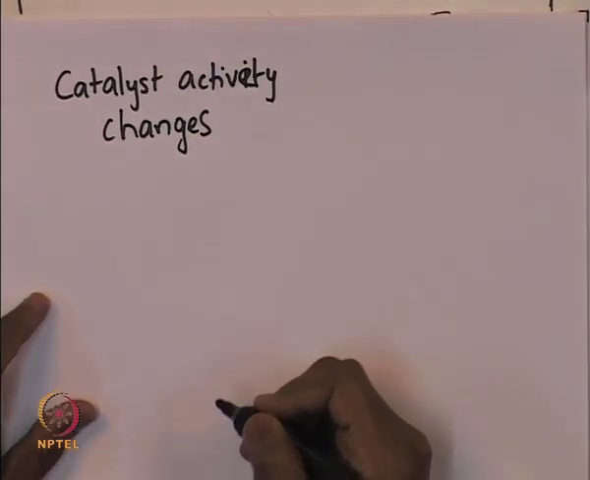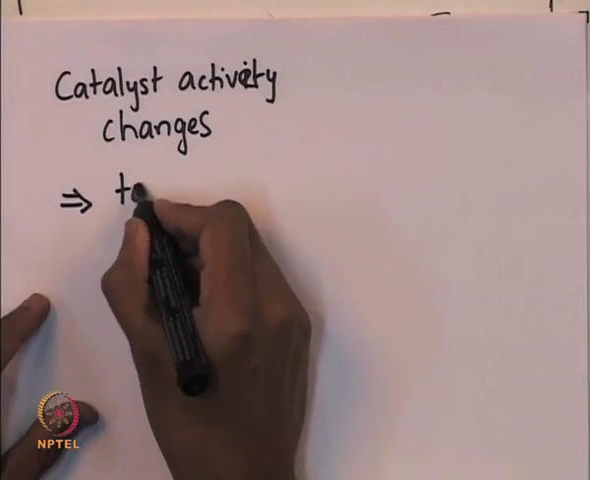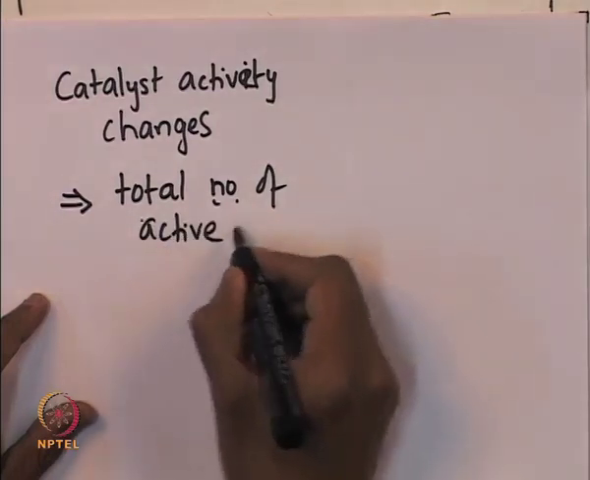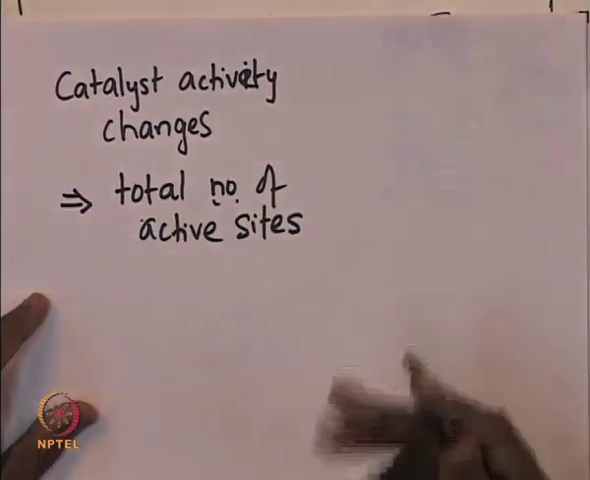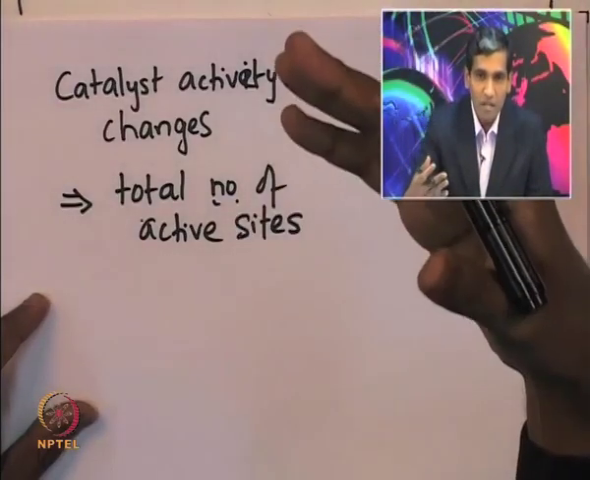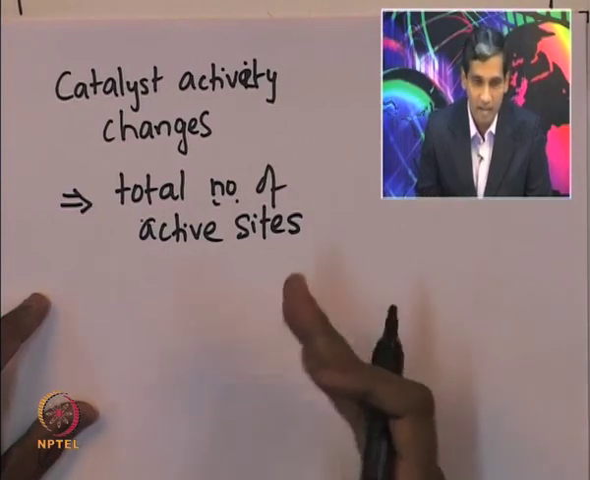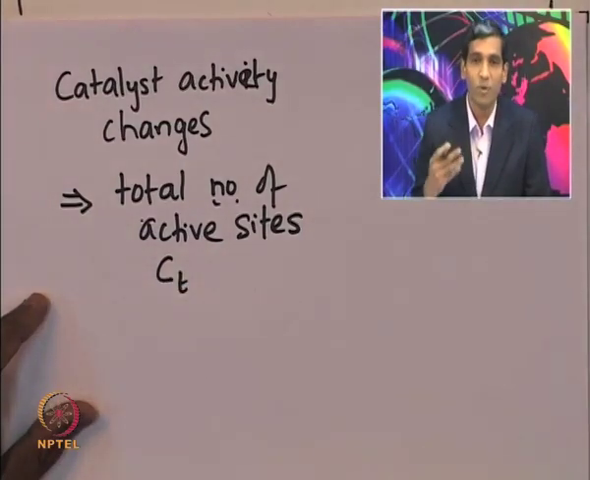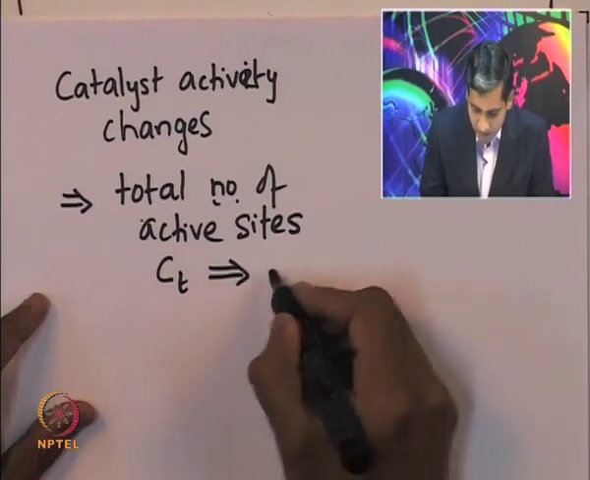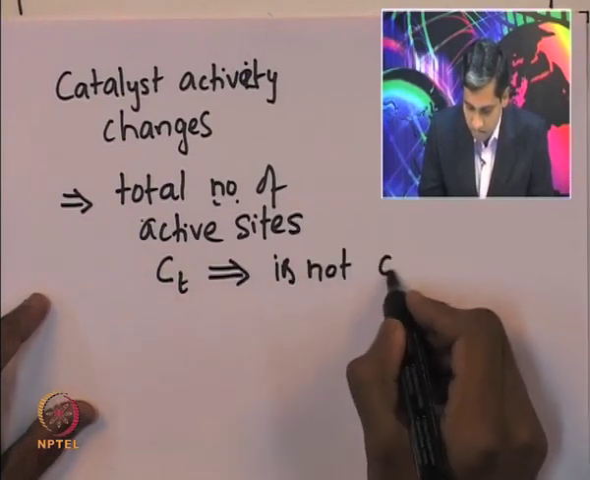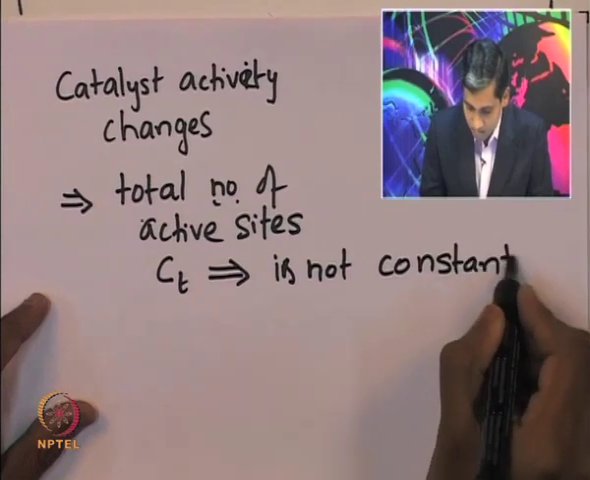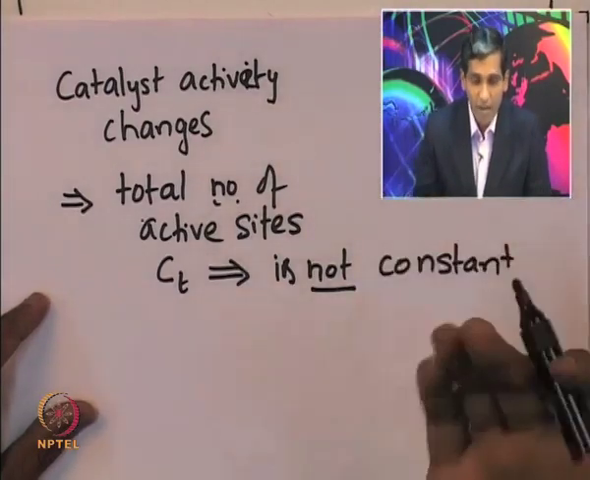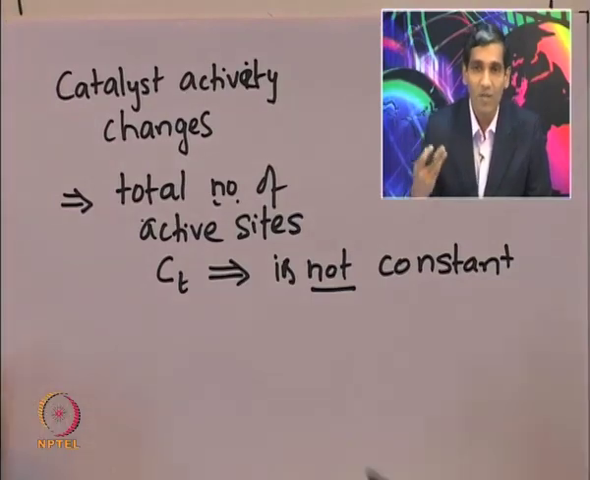Now, what does it mean? It means that the total number of active sites which may be available for adsorption of the reactant species onto the catalytic site for the catalytic reaction, that total number of active sites Ct, the total concentration of the active sites, is not a constant. Now, what happens if it is not constant? The catalyst actually gets deactivated.